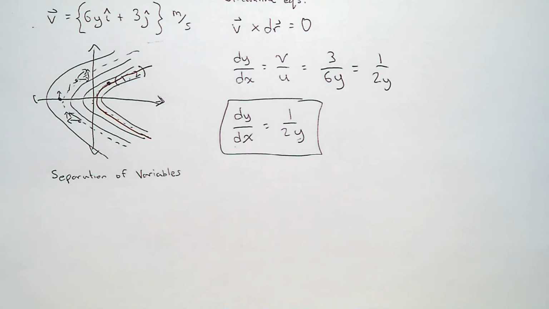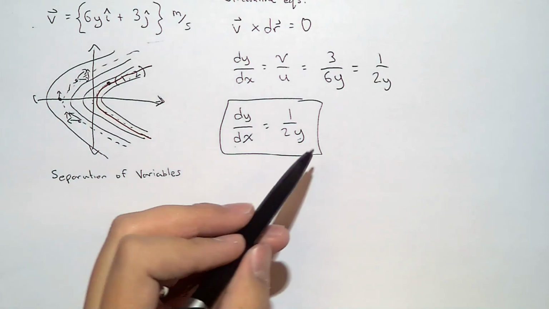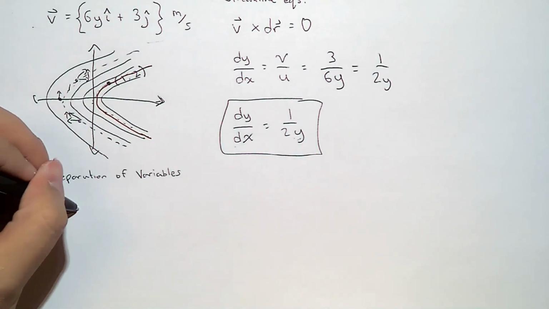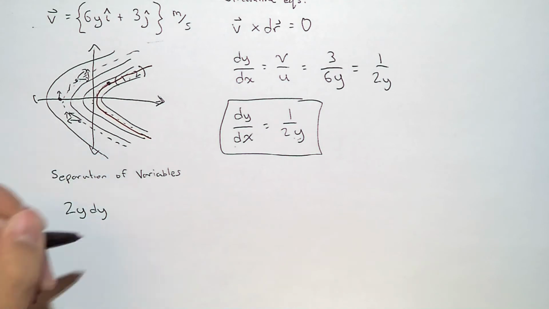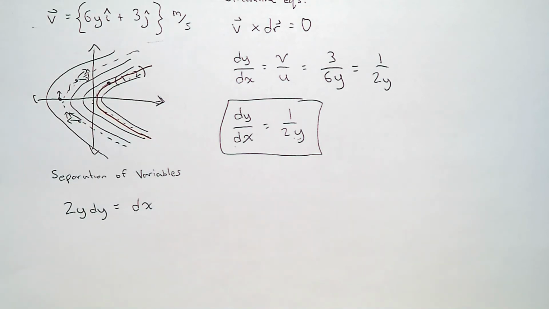Exactly. Separation of variables will require us to put all of our y's on one side, all of our x's on the other side. So that's what I'm going to do. I'm going to move all my y's to one side of the equation, and all my x's to the other side. And look at this. We have an expression of 2y dy equals dx, where dy and dx are differentially small values.